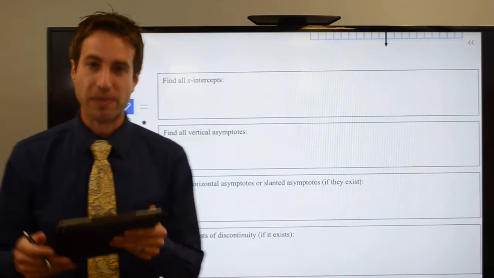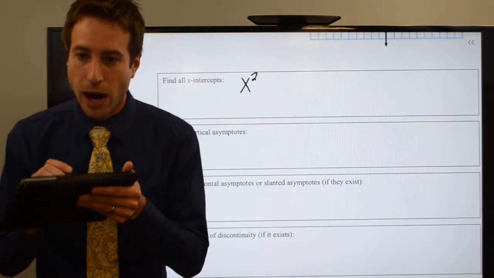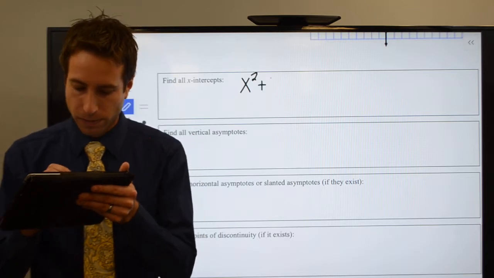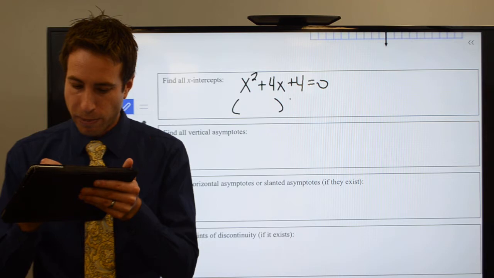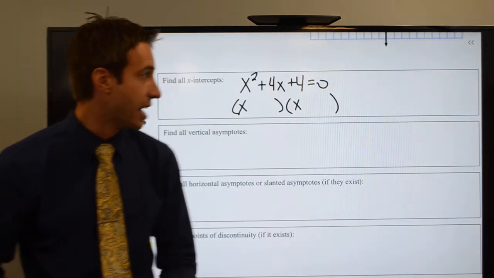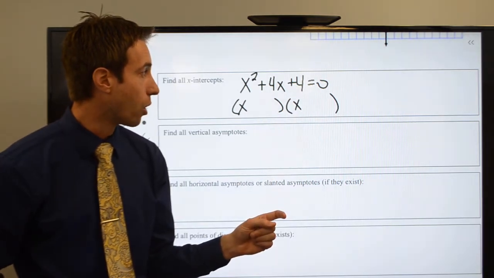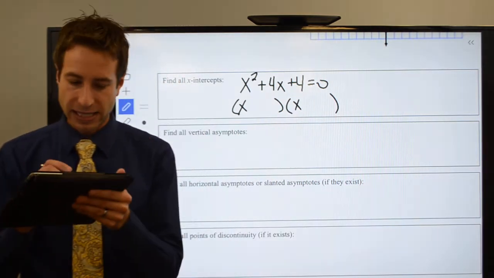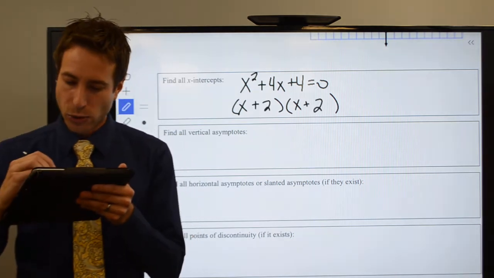X-intercepts, no problem. Set the numerator equal to 0. X squared plus 4x plus 4 equal to 0. Let's hope and pray it factors easily. I really don't want to do the quadratic formula again. I need 2 numbers multiplied to a positive 4, sum to a positive 4. Whew, that's not that big a deal. It'll be a plus 2 and a plus 2. Set each of those equal to 0.